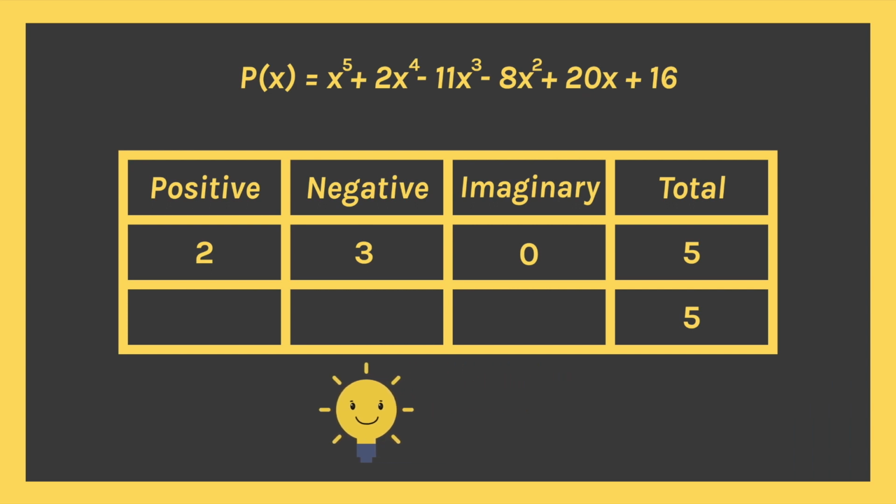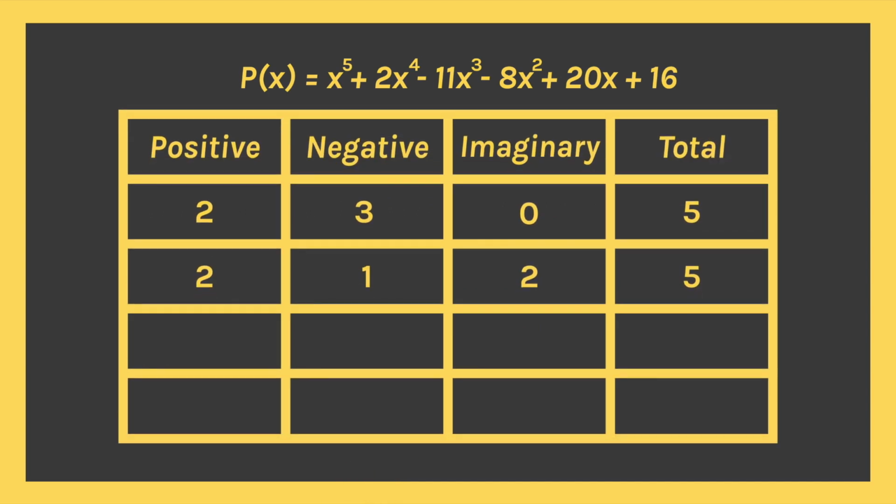To get more combinations, simply subtract 2 or any multiple of 2 from either the positive or negative columns. Note that if there's only 1 or 0 in the box, you cannot subtract anymore as the number can't be negative. After subtracting 2 or any multiple of 2, add that amount to the imaginary column. Simply make sure that the number of positive, negative, and imaginary roots is equal to the total. As you can see, the total number of positive, negative, and imaginary roots in all the rows is always equal to the total, which is 5.